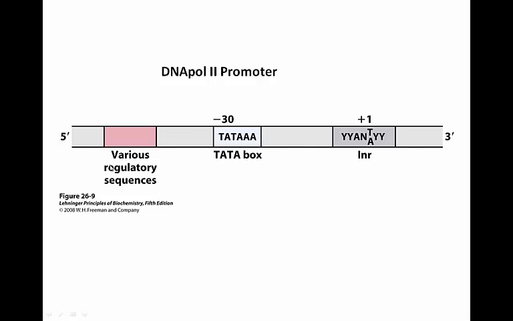So we have various regulatory sequences. Minus means this is in front of the start site rather than down from the start site. And this is called the TATA box, TATAAA, and this is found in a large number of promoters, although there's about as many promoters that don't have TATA. And here is another sequence called the INR sequence.